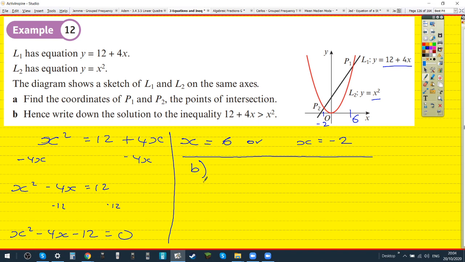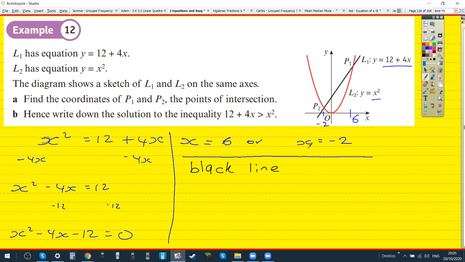So would you substitute x in for both? Just by looking at the graph. So 12 plus 4x is the straight line, the black straight line, line 1. x squared is the red line, line 2. When is the black line greater than the red curve, for what values of x? Was it 12 plus 4x? Yeah, that's the black line. So for what values of x is the black line higher up than the red curve?